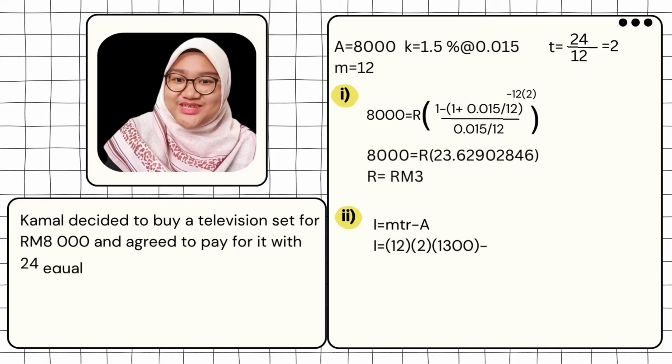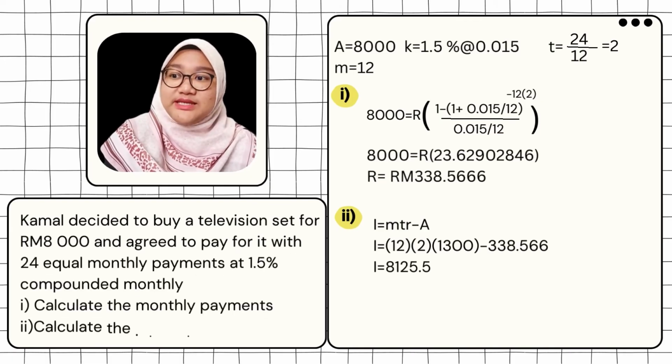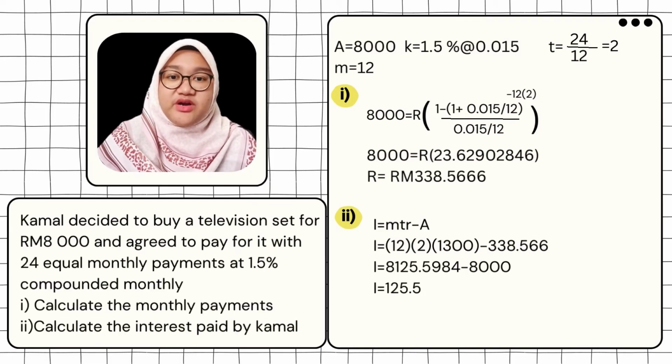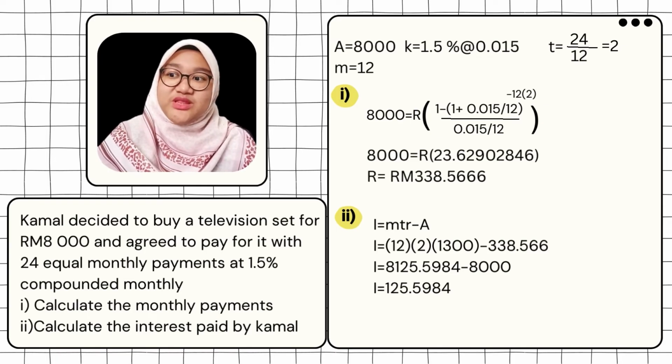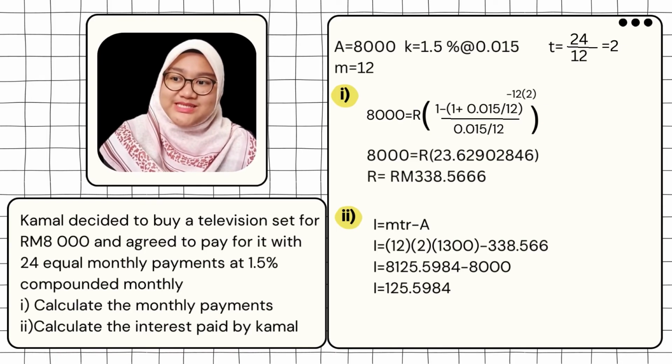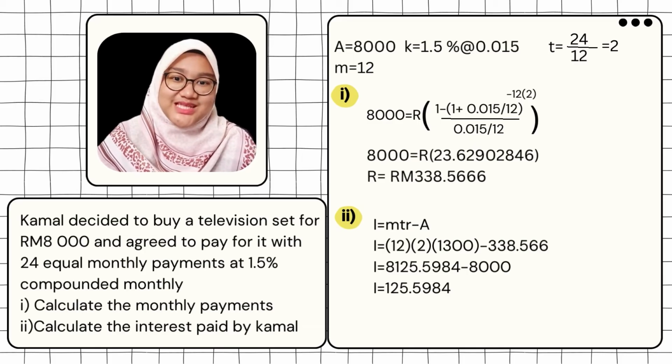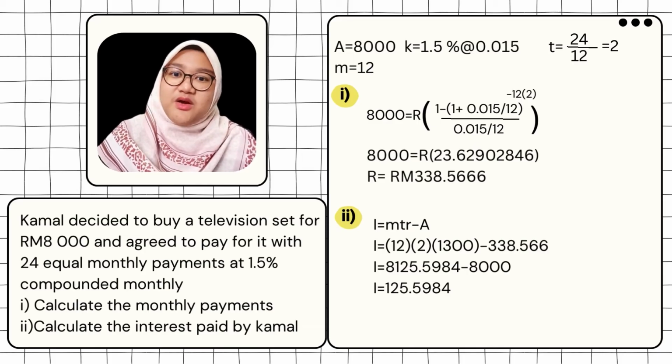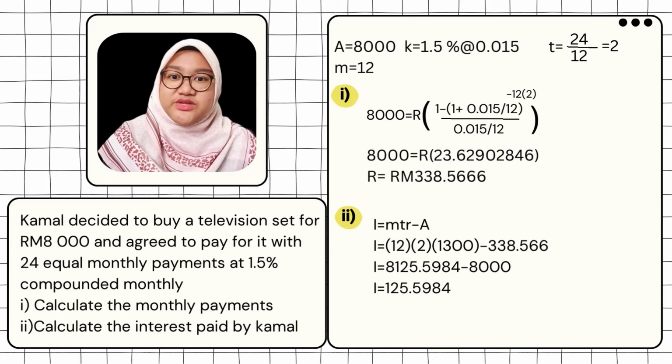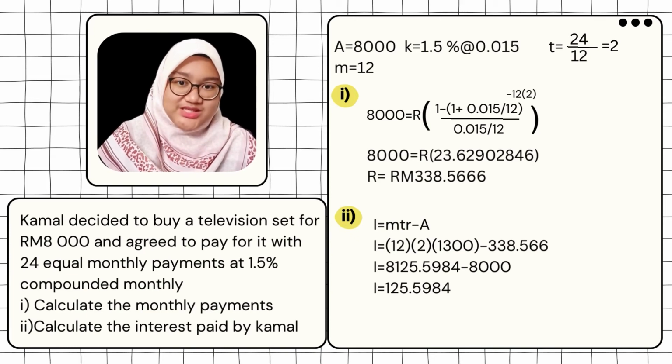Now let's move on to question B. Let's read the question first. Kamal decided to buy a television set for 8,000 ringgit and agreed to pay for it with 24 equal monthly payments at 1.5% compounded monthly. For question B, there are 3 questions, so let's see the first question.